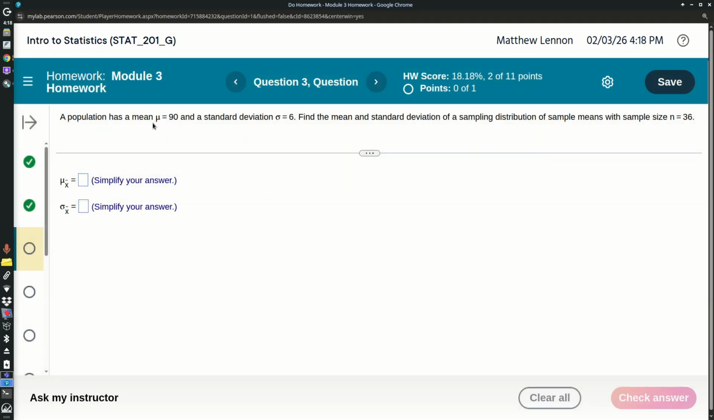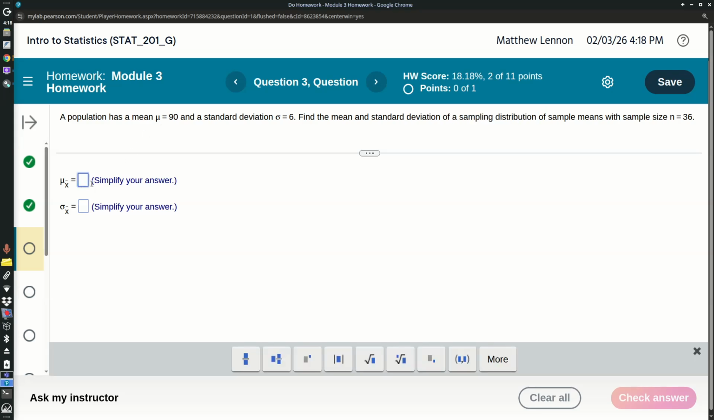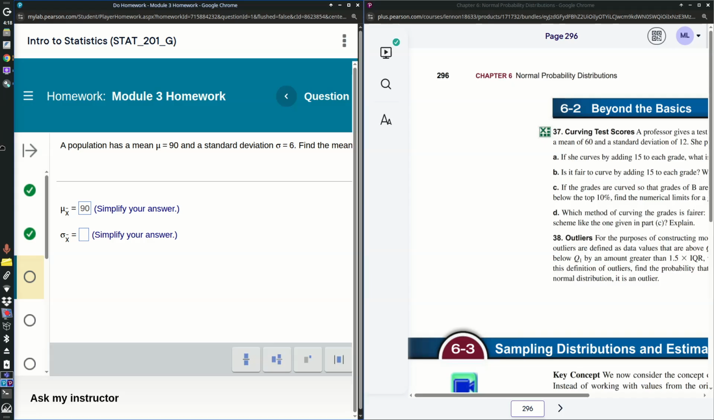Okay, so one thing is when you move to the sampling distribution, basically the mean always just stays the same. So because our regular population has a mean of 90, this thing is also going to be 90. The standard deviation here, what we do is we take 6 and then divide by the square root of the sample size. So you can pull up a calculator.